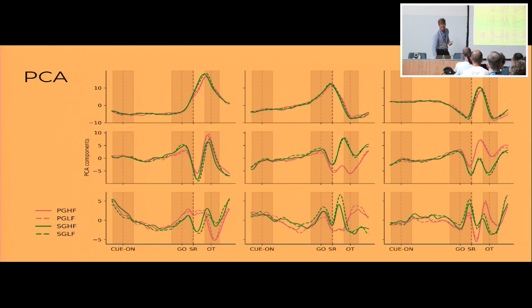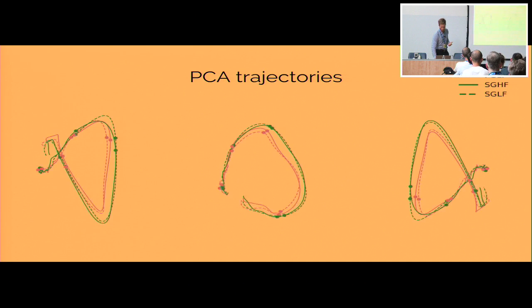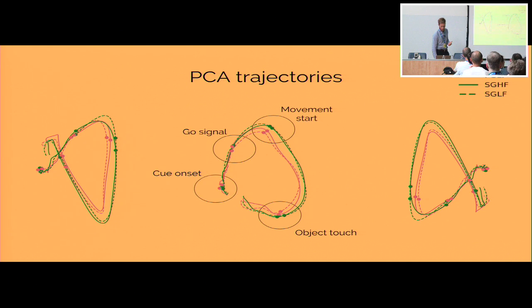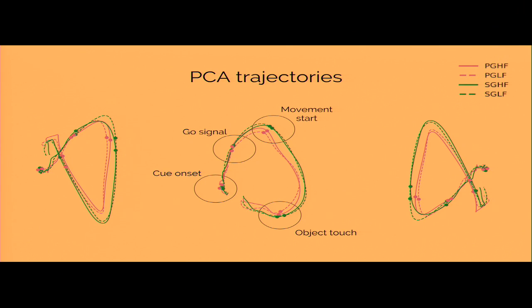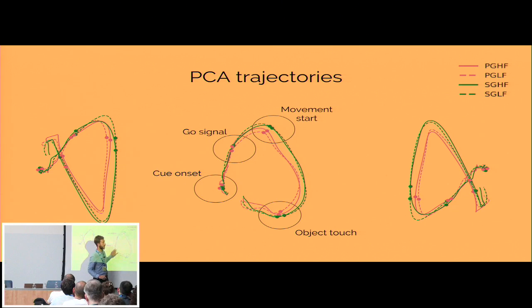And so I show you here just some trajectories in 3D. Here the interesting thing is that even though the time between cue onset and movement start is very long, the distance in PCA space is very short, and actually between movement start and object touch, very short time, but the neural activity traverses a very long distance in PCA space.